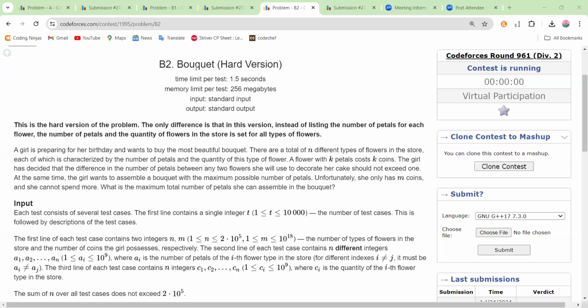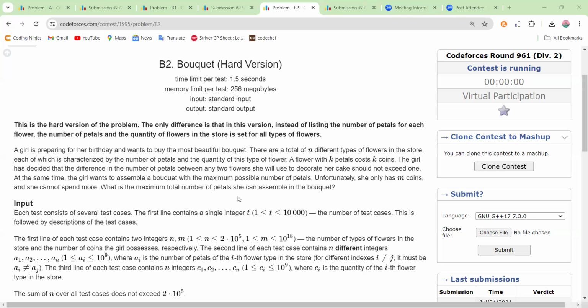So it said as bouquet hard version, but just mark my words. Once you listen to the solution, you will find that this was actually a more easier one. So a girl is preparing for a birthday. The question remains the same. Let me go to the question once.